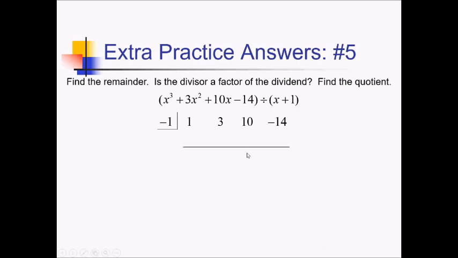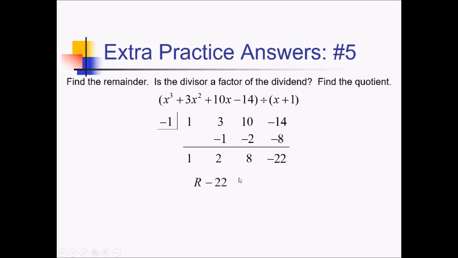Leave some space, draw a line, and now bring down your first coefficient of 1. At this point, negative 1, the box number, gets multiplied by all these bottom row numbers. Negative 1 times 1 gives us a negative 1 in the second row. Adding the top two rows now, we have 3 plus negative 1 to get 2, and then negative 1 times 2 is negative 2. 10 plus negative 2 is 8. Negative 1 times 8 is negative 8. And negative 14 plus negative 8 is negative 22. That last number is our remainder of negative 22.